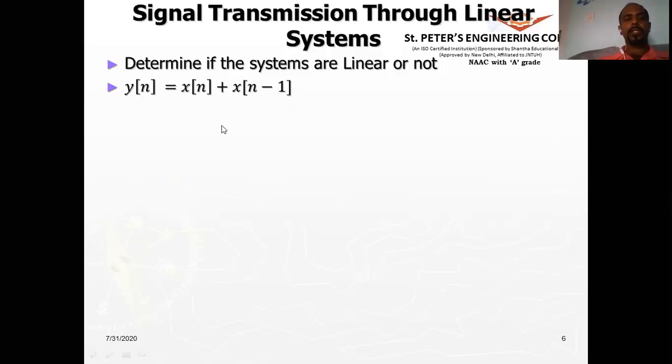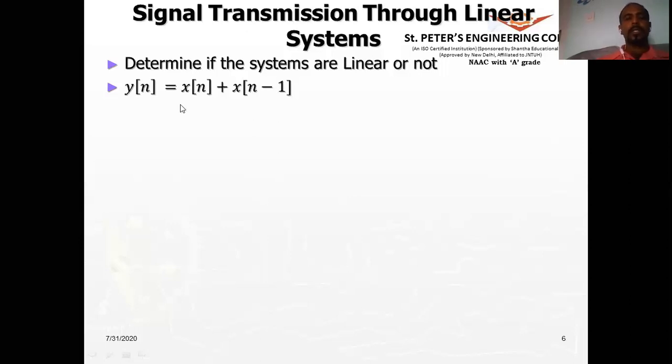Now, in this case, the system operator T is a discrete time system, and x of n is the input and y of n is the output. So it is taking the x of n signal, and to that, it is adding the delayed version of x of n by 1 time unit. It is delaying x of n by 1 time unit and obtaining x of n minus 1, and it is getting added. So that is what the system is doing. So we have seen the operation of the system T operator.